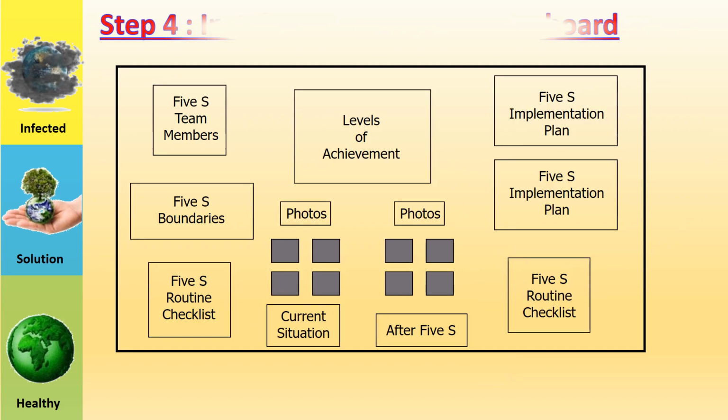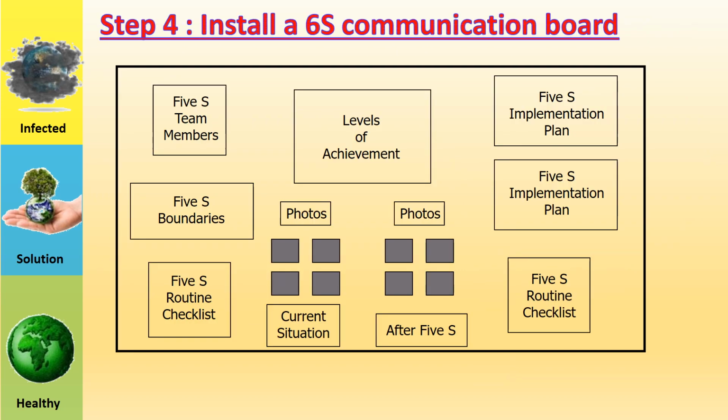Step 4. Install the 6S communication board. So we need to communicate who is the 5S member and who is the leader of 5S, and what is the achievement level of each and every boundary, what are the before improvements and what are the after improvements, how the zones are performing. We should create competition between zones, so then only we can achieve 5S. If we create zone wise competitions, automatically the 5S will improve. So that is the main part of the communication board.